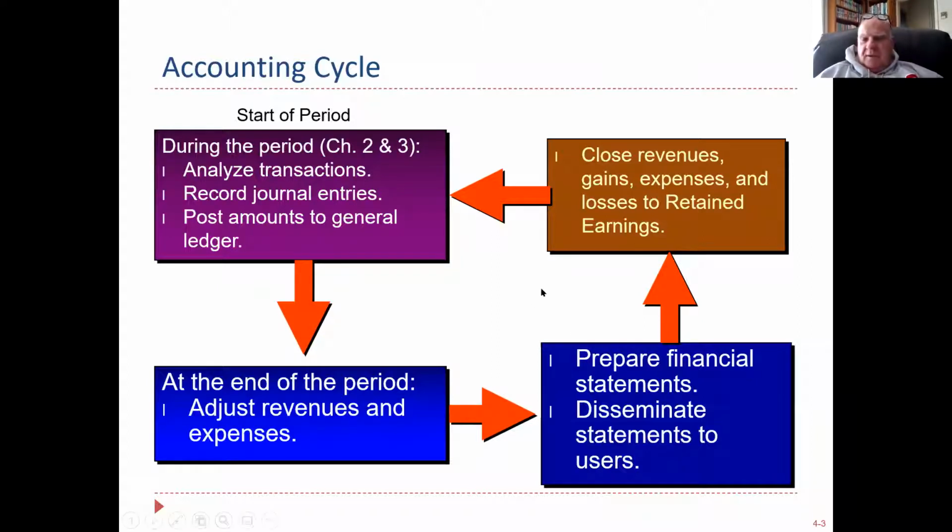And then at that point, we can take a breather, and the only thing left to do is close out the income statement. You close revenues, expenses, gains, and losses to retained earnings. And that's a whole process we'll get into, and the cycle begins again.